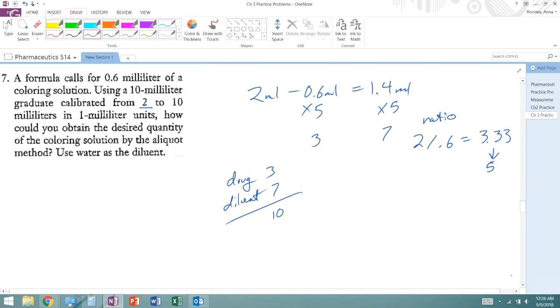And then so you find that 3 divided by 10, find your strength, is 0.3 milliliter per milliliter. And so you're wanting to find a total of 0.6. So 0.6 divided by 0.3 equals 2. So you need 2 milliliters again.